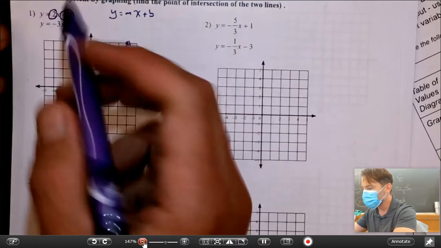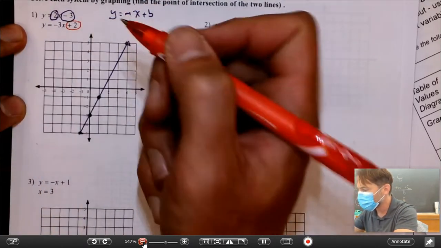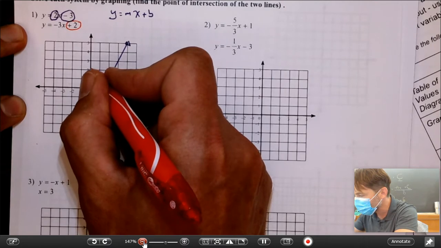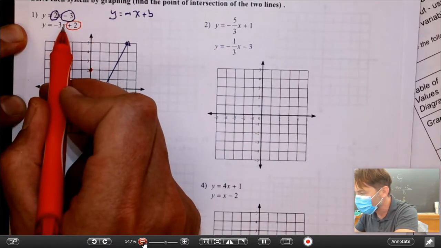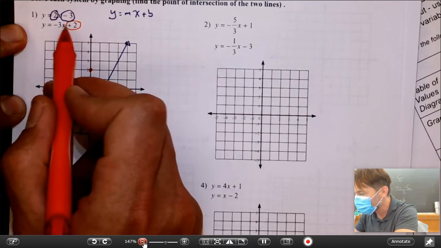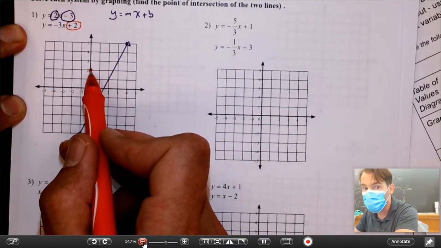And now I'm going to graph this one. I'll graph it in a different color. I'll use orange. First thing I do is I graph the b. So that's up here at plus 2. That's when x is equal to 0. Negative 3 times 0 is 0. So I have y is equal to 2. So that's the point x is 0, y is 2.